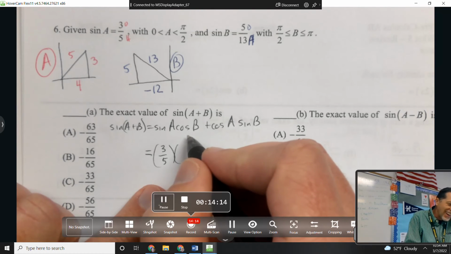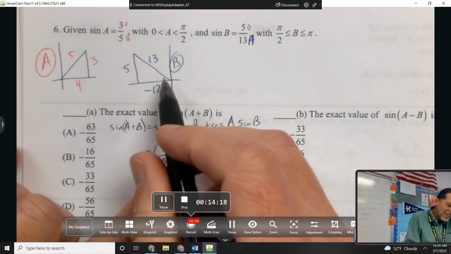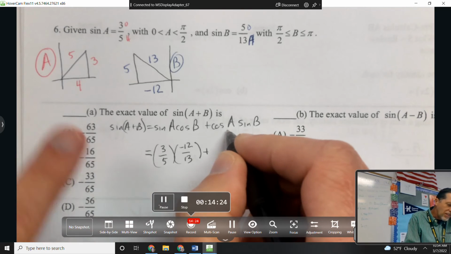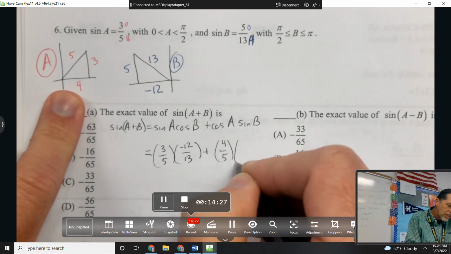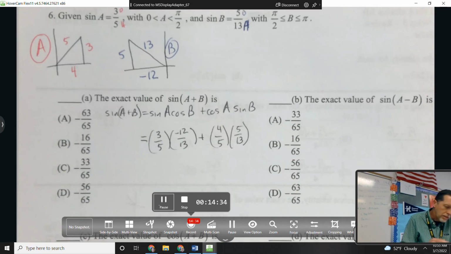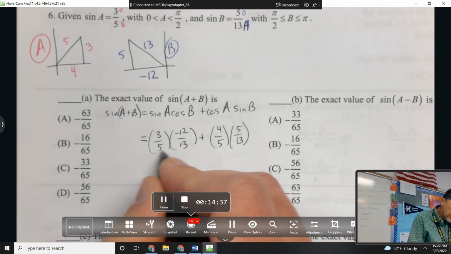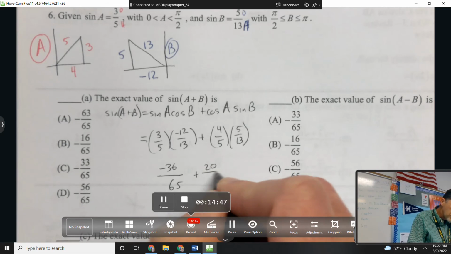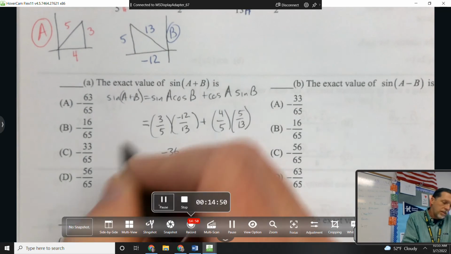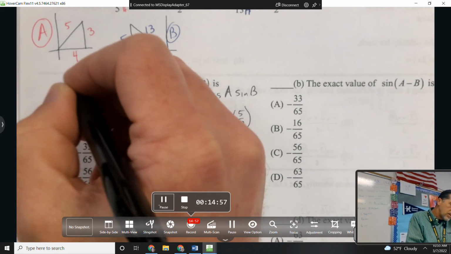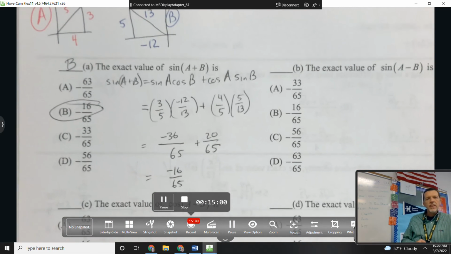Scissors, great idea. Cosine of B, adjacent over hypotenuse, negative 12/13. Cosine of A, 4/5. Sine of B, 5/13. So, let's see, 3 times 12, that's the easy one. Negative 36 over 65 plus 20 over 65. Convenient that they already have a common denominator for us. So negative 16 over 65.